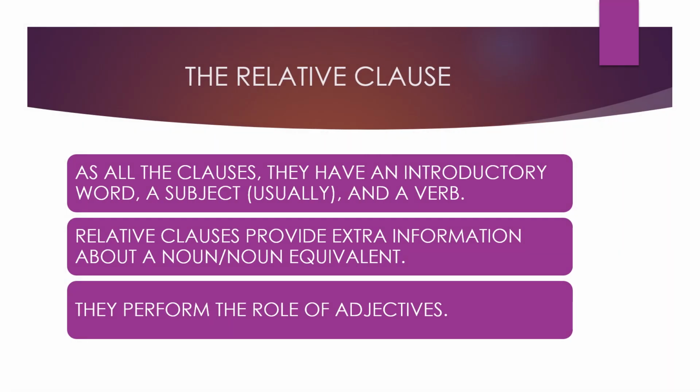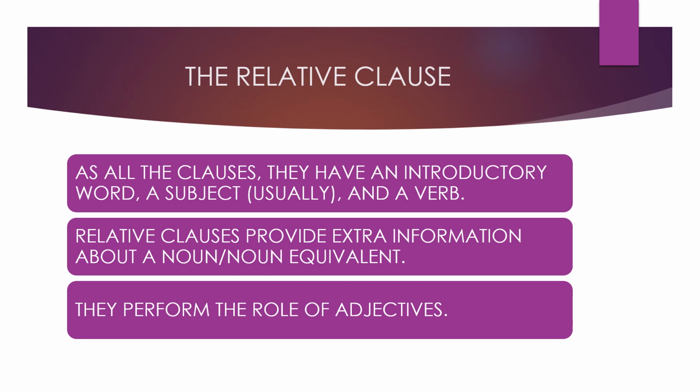So let's talk about the relative clause. By this point we are familiar with the parts that make up a clause. Remember, they are pretty similar to sentences, but they cannot transmit a meaning by themselves. They need context. They need to be part of something bigger. So, we know that clauses have an introductory word, a subject, and a verb. Remember that sometimes the subject is not present because the introductory word performs the role of the subject. That is true for some noun clauses, and that is also true for some relative clauses.